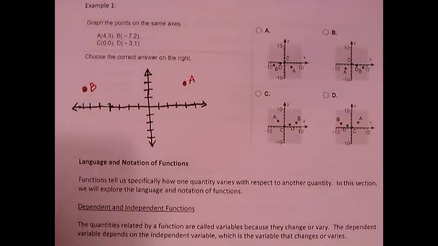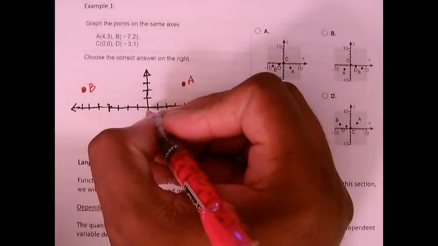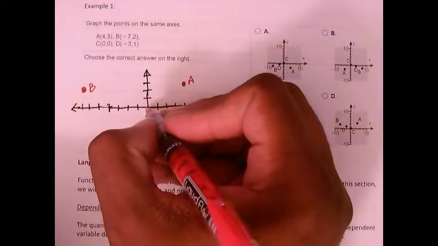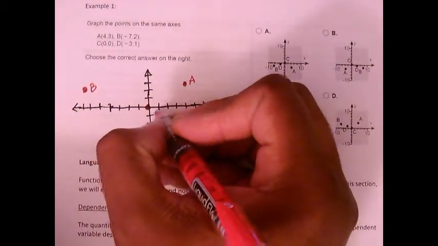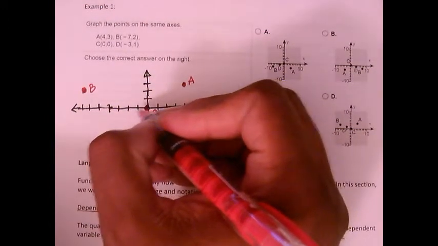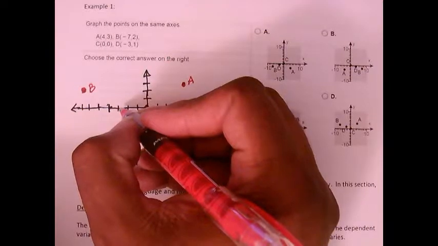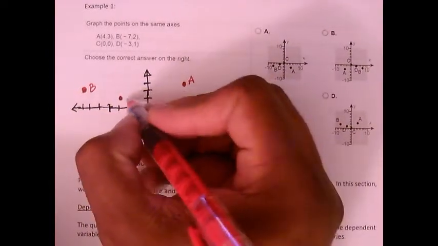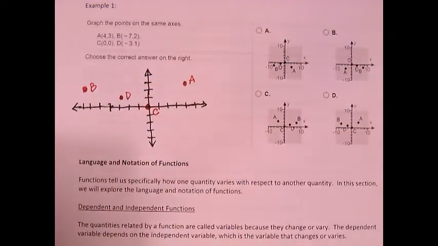And then point C is 0, 0. That's the origin right there, so we're not going to go to the left or the right, and we're not going up or down, so that's the origin right here. So we label that as point C. And then D, negative 3, 1. Start at the origin, go to the left 1, 2, 3, and then go up 1. Label that as point D.